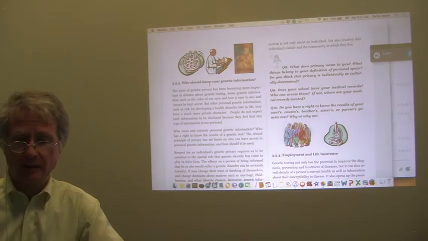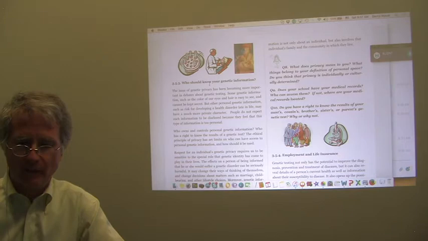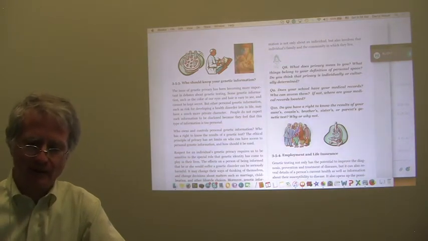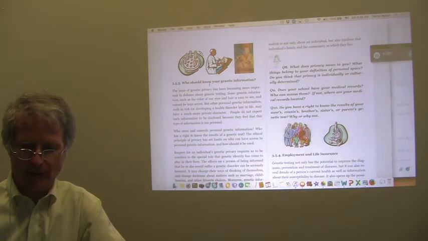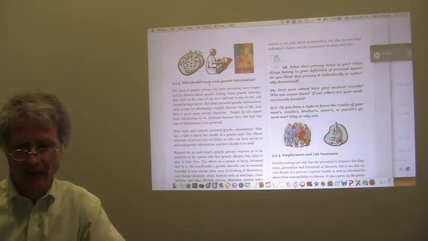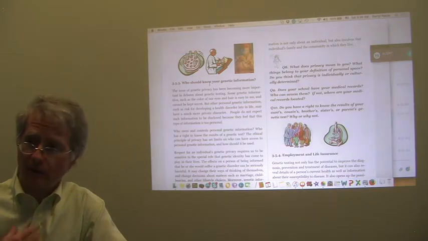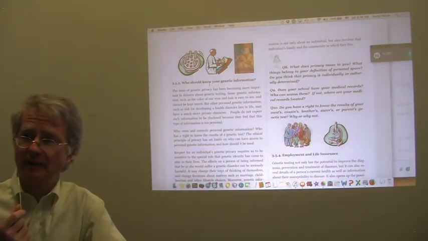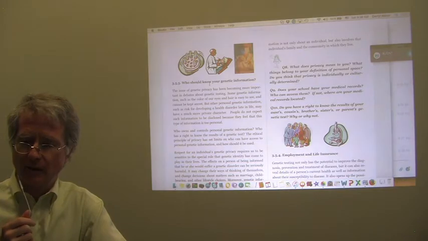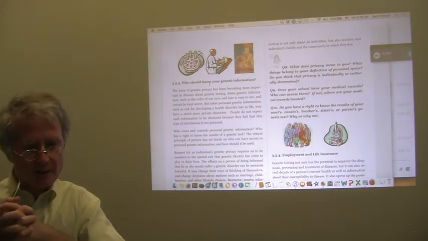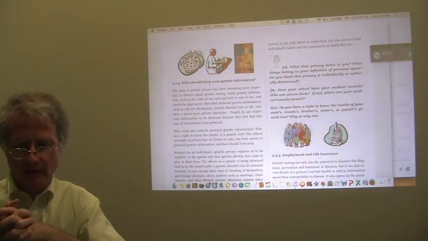Question 9. Does your school have your medical records? Who can access them? If not, where are the medical records? AUSN does not ask people to submit medical or genetic information for entry, which is just as well. But for example, in some countries it's not possible to be a medical doctor or medical student if you're colorblind. Okay? So the colorblindness test is still used in Indonesia. Until the last couple of years it was still used in Japan.